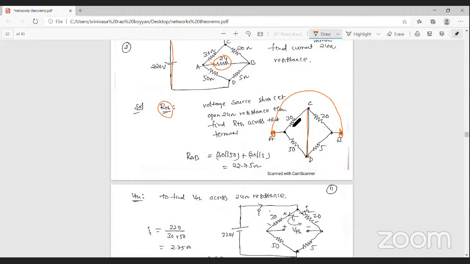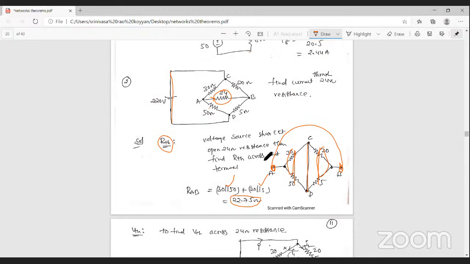To find out the Thevenin's resistance across A B terminals, first of all you can observe that in this network these two resistances are parallel, these two resistances are parallel, and the resultant resistances are in series. That's why 30 is parallel with 50 and 20 is parallel with 5. Both resultant resistances are in series. That's why here the Thevenin's resistance RAB is equal to 22.7. You can understand this one.